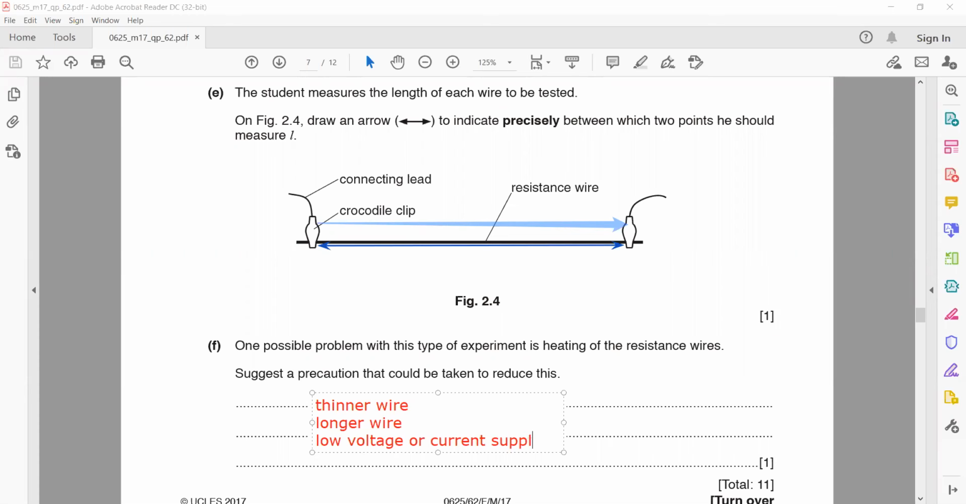And there's also one more way: switch off between the readings, because if your circuit remains on for a longer period of time, it produces a greater heating effect. So you can switch off between the readings. Once you use your apparatus and record the voltage and current, you can switch off the circuit and switch on again to measure the voltage and current for the second set.